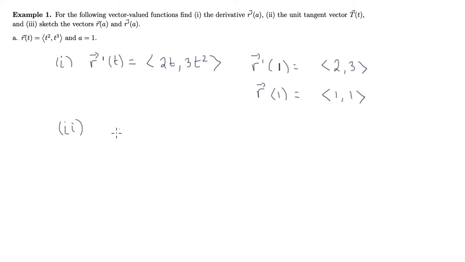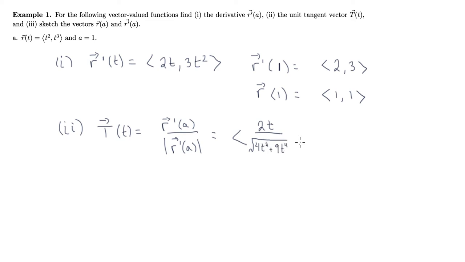So what do we have? The unit tangent vector is just the derivative vector divided by the length of the derivative vector, which is going to be 2t, and then we'll divide each component by the length. That's just going to be the square root of 4t squared plus 9t to the fourth.